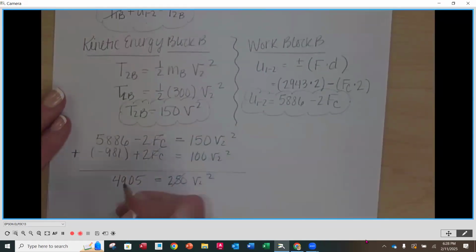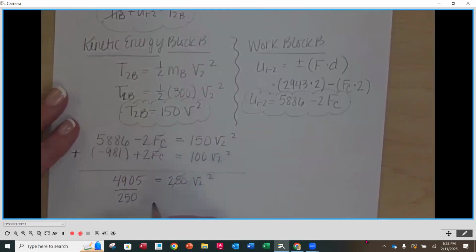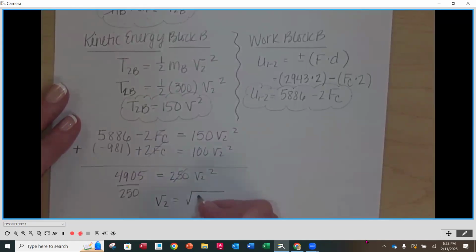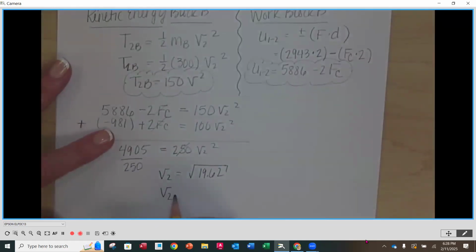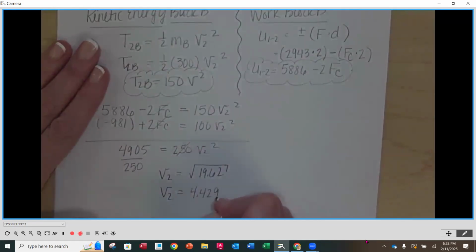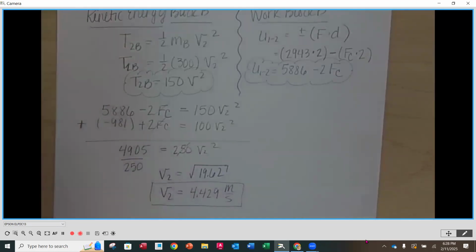So we can divide both sides by 250. And our V2 should come out to be the square root of 19.62-ish. Check my numbers here. And what do we get for a final answer for V2? 4.42. Yeah, you got it. 4.429. Yep, 4.42, 4.43, Lex. Excellent. Meters per second, right? Those are going to be our final units. And that is what they were wondering. What was the final velocity of block A, which is the same velocity as block B.